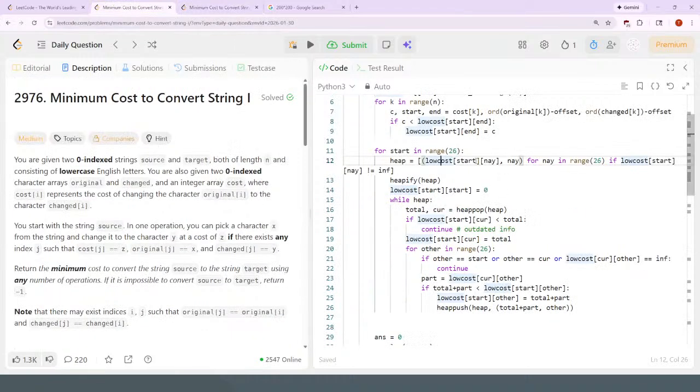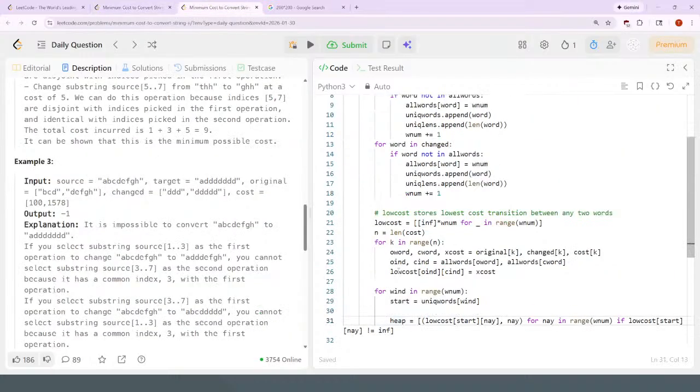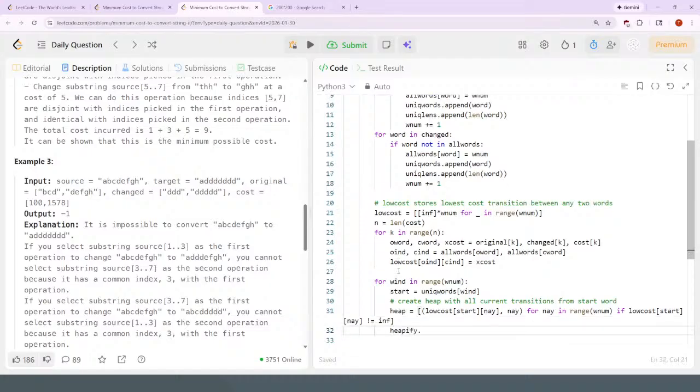Okay. Low cost for neighbor in range 26. Yeah, okay. Start heap, or create heap, with all current transitions from start word. Yeah. Then I need to heapify heap.